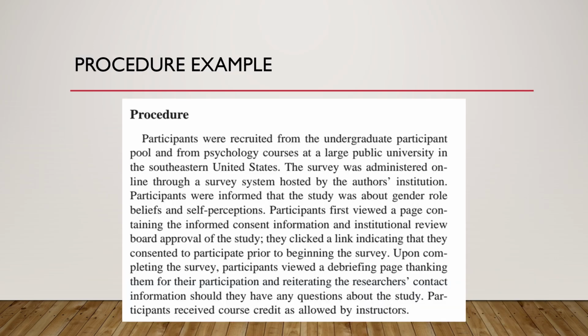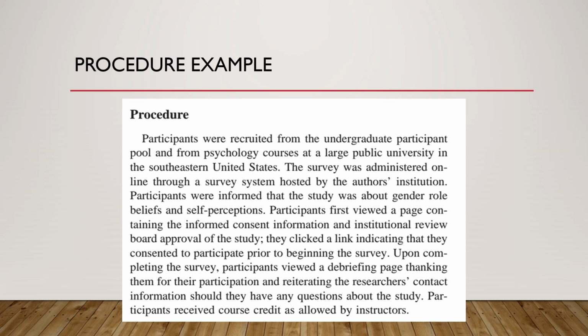As an example of a procedure section, here we have it. Participants were recruited from an undergraduate participant pool and from psychology courses at a large public university in the southeastern United States. So here we have general details about the recruitment process. The survey was administered online through a survey system hosted at the author's institution. Great. And participants were informed that the study was about gender roles and self-perception. So this is information about what's priming the participants as they go in. They know they're going to be answering questions about gender and self-perceptions.